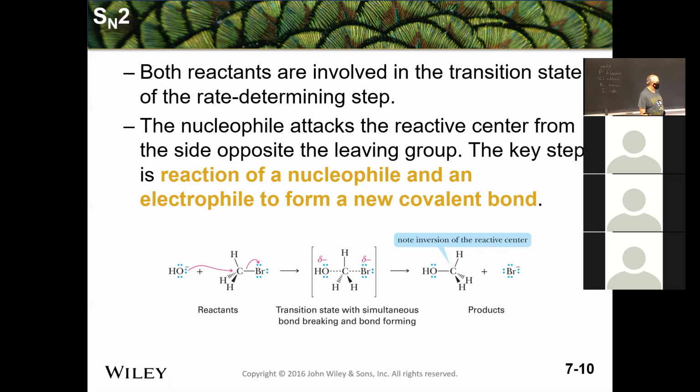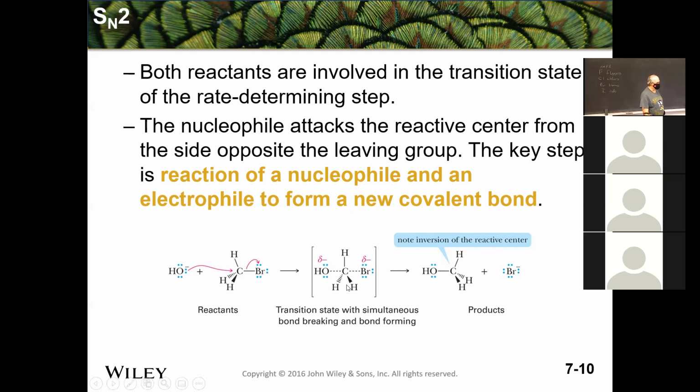Okay, so here is the mechanism showing the movement of electrons. Hydroxide attacks carbon from the backside. Okay, that side is electron deficient. So this bond forms, and then the carbon-bromine bond breaks at the same time.